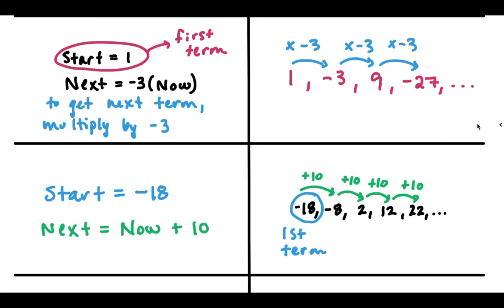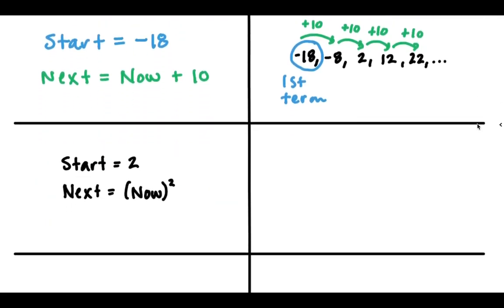So these formulas correspond really nicely to how we say it out loud. So I say the next term is the now term or the current term plus 10. I literally write now plus 10. And that's why they're kind of useful as a learning tool. Okay, so let's go on and try 2 more.